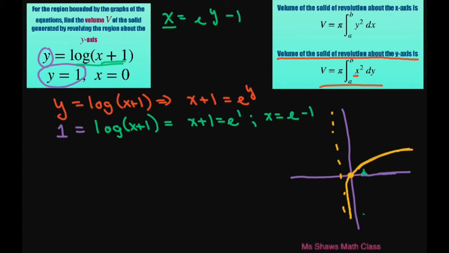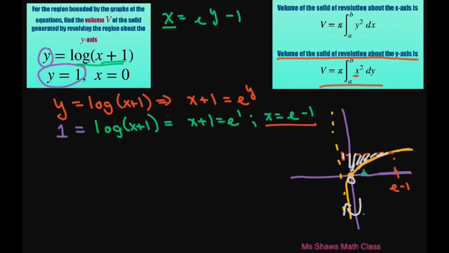And then our intersection point is going to be at e minus 1 for your x, and then your y is 1. So let's go up here, and this would equal 1. So the shaded region that we want, from 0 to 1, and we're revolving about the y-axis, is this area.